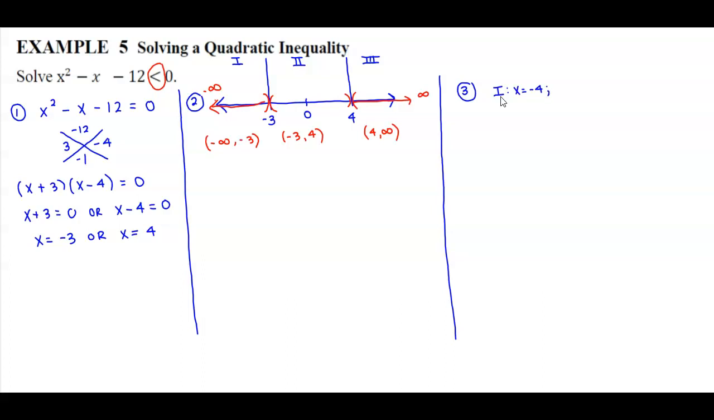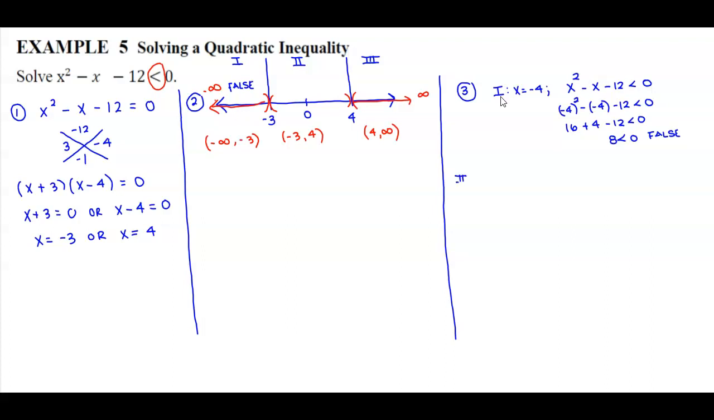Then we plug it into the inequality x squared minus x minus 12, and we want to see if that's less than 0. So we have negative 4 squared minus a negative 4 minus 12. Negative 4 squared gives us 16, plus 4, minus 12. So 20 minus 12 gives us 8. And 8 is not less than 0. So this is false for region number 1.